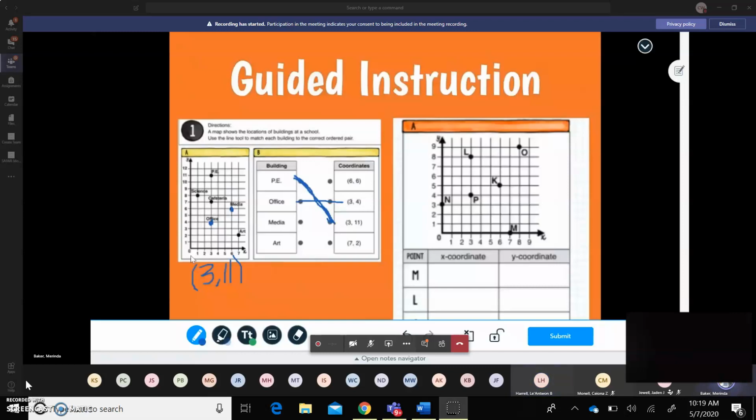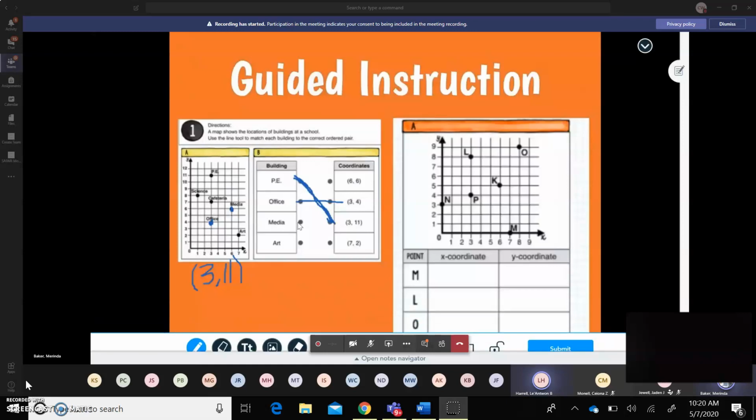You move over 6 times on the y-axis. Yeah, on the x-axis. 1, 2, 3, 4, 5, 6 units. Then you move up 6 units on the y-axis. 1, 2, 3, 4, 5, 6. So what's the ordered pair for the media center? 6, 6. 6, 6. All right, last one, the art room.